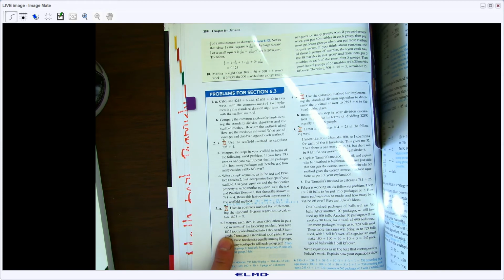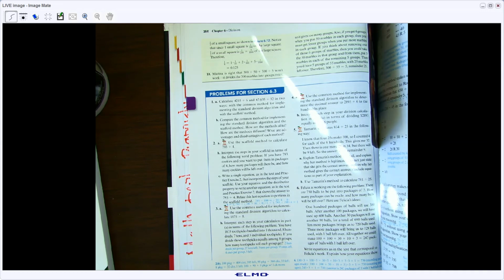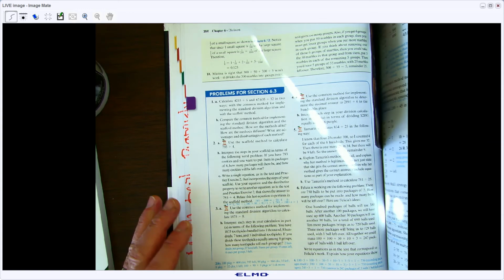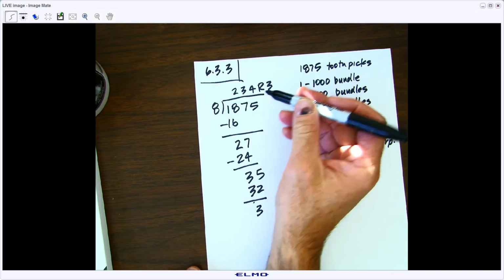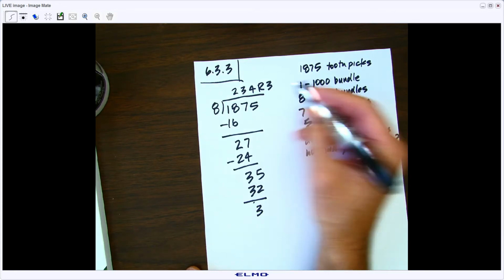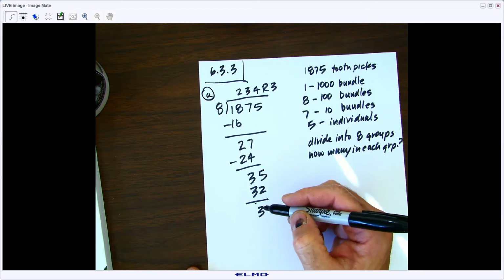You have 1,875 toothpicks bundled into 1,000s, 800s, 7 tens, 5 individuals. If you divide these toothpicks equally among 8 groups, how many toothpicks will each group get? So how many in each group: a division type contextualization of the problem. The question really had to do more with part B, but here's part A. Part A would just be to enact the standard algorithm.